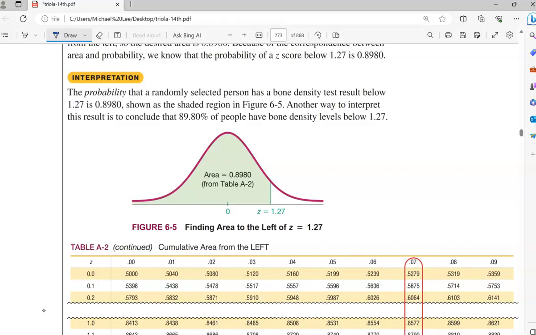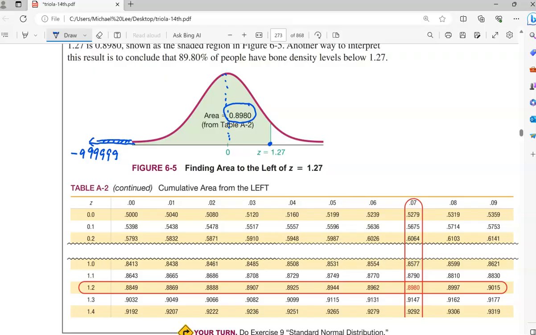Now, they want you to find out, if your bone density z-score is 0, then you are right in the middle. So they want to find the area between 1.27 all the way to the end. It goes all the way, it doesn't touch it, it just gets closer and closer. So we look at this number as -999,999, 6 nines. To find this probability, the answer is 0.8980, they use this one from the table.